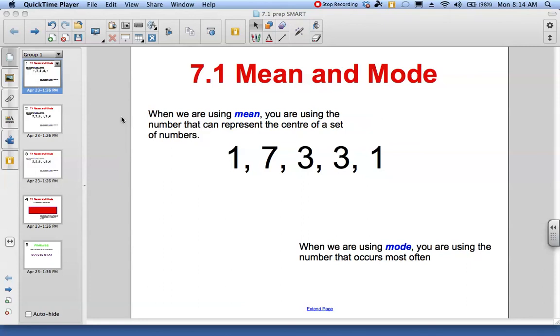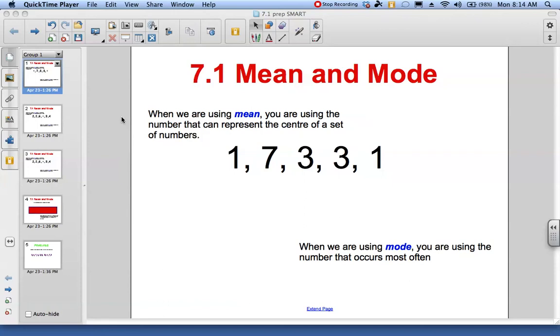Section 7.1, mean and mode. Sometimes you've heard of these things as the average. We're going to get to that in a minute, but just for a little bit of background, these are averages that we're going to be finding for the first part of this section. When we're using the word mean, or the mean of a data set, you're using the number that can represent the center of a set of numbers.